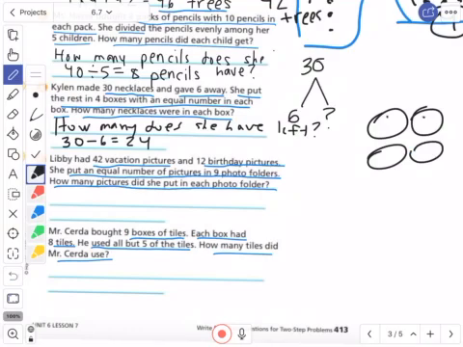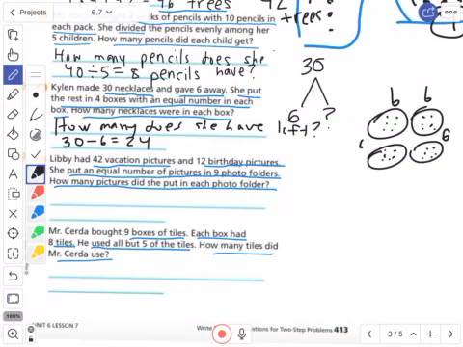For this one, I could just count out my 24 to see what I could get. 1, 2, 3, 4, 5, 6, 7, 8, 9, 10, 11, 12, 13, 14, 15, 16, 17, 18, 19, 20, 21, 22, 23, 24. Looks like I have 6 in each. So it looks like she would put 6 in each.